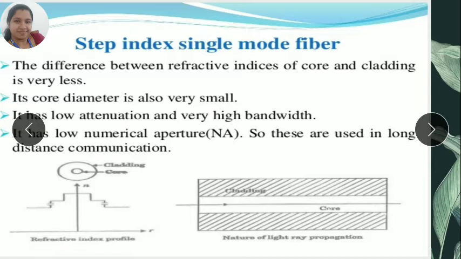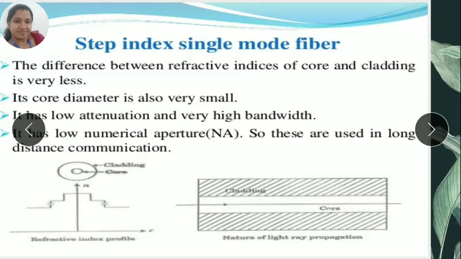The step index fibers are of two types: single mode step index fiber and multi-mode step index fiber. So from the name itself, we can explain the concept. Single mode means only one light wave. Step index means refractive index of core is uniform. So only one light wave can be propagated at a time.